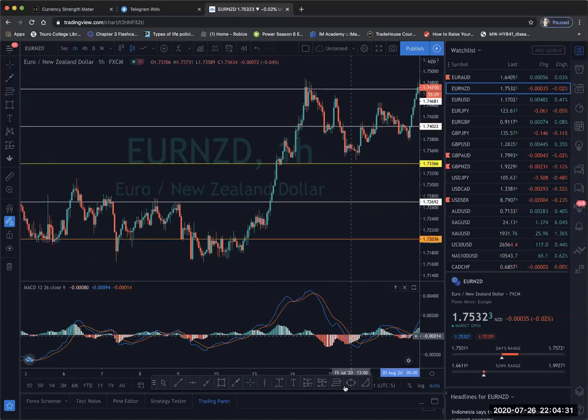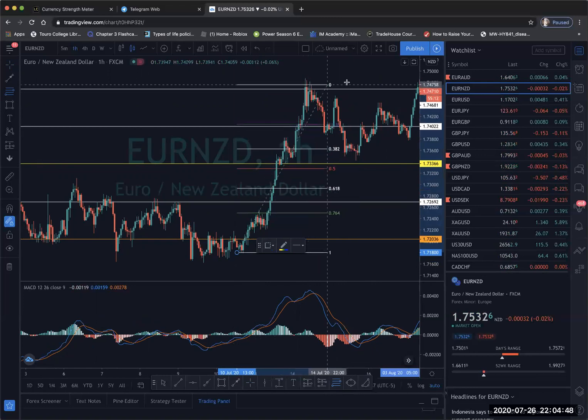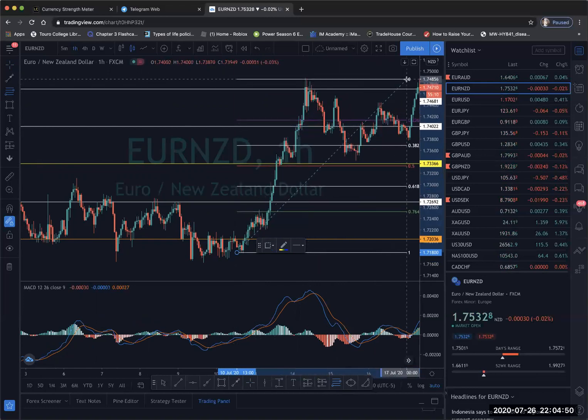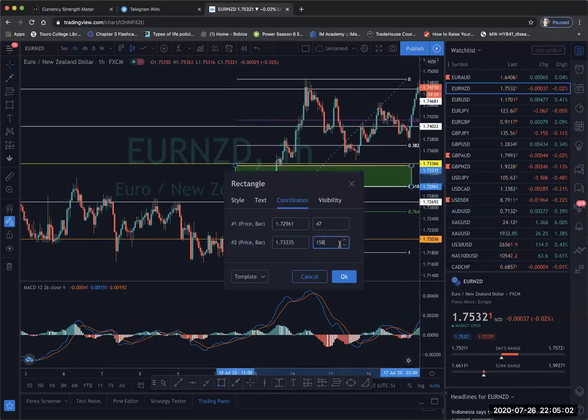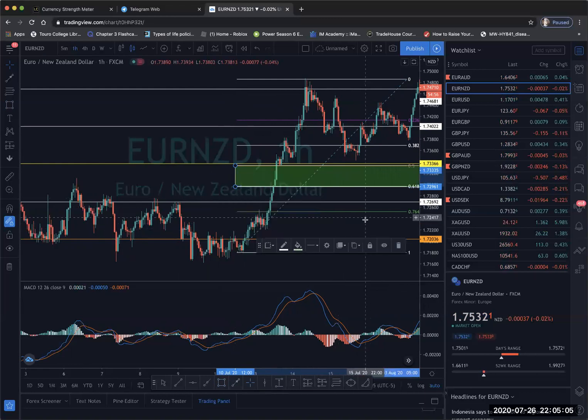Remember my Fibonacci. My Fibonacci has to come back to retrace the 0.5, 0.618 zone. So from that last push down, which is right here, actually it was right here, from the last push down, boom, I'm gonna take it from there. I'm gonna drag it up to that last push up. From that last push up, I'm gonna go ahead and mark out my 0.5, 0.618 zone. And let me go ahead and expand it. Boom, make it longer. There we go.